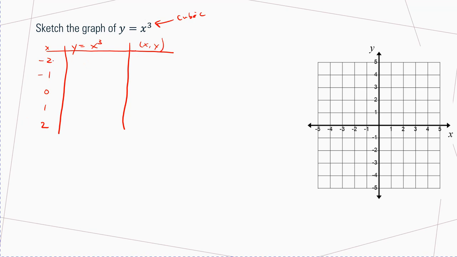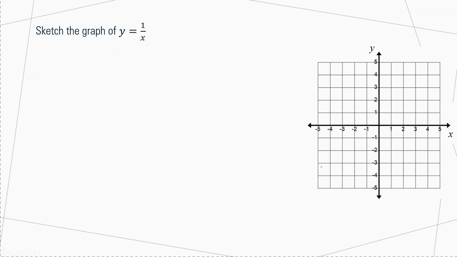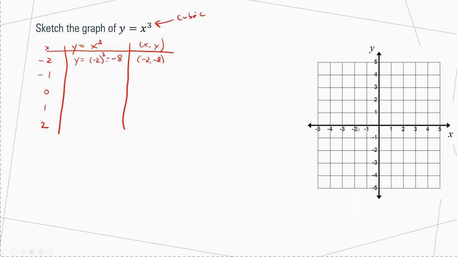Now let's just plug them in, right? So y is equal to -2 cubed. Well, -2 cubed, -2 times -2 is +4. +4 times -2 gets me -8. So this one, I'm going to go -2, and then 8 is probably way down here. Okay? That's my first point. It's off the graph. Oops, sorry. -2, 8 is down here. Sorry, my pen keeps erasing it.